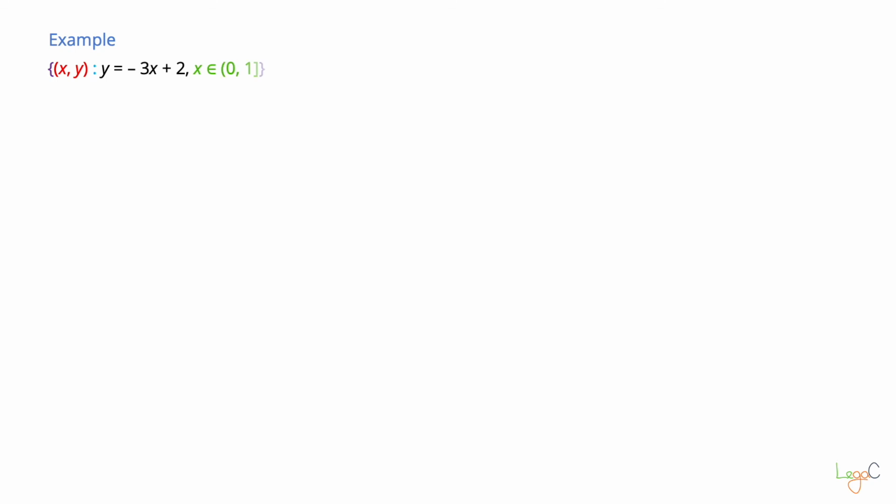In this example, we have the set of all ordered pairs such that y equals -3x plus 2, where x is between 0 and 1. The round bracket corresponds to the symbol less than, and the square bracket corresponds to the symbol less than or equal to. Again, we are going to calculate the coordinates of the endpoints.